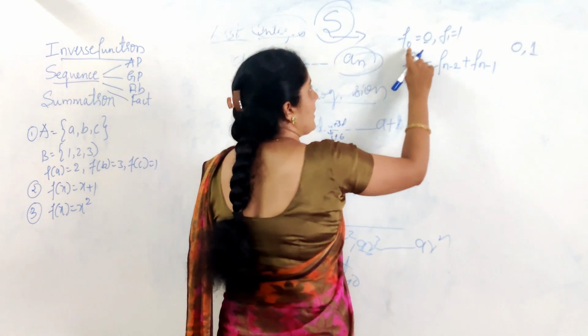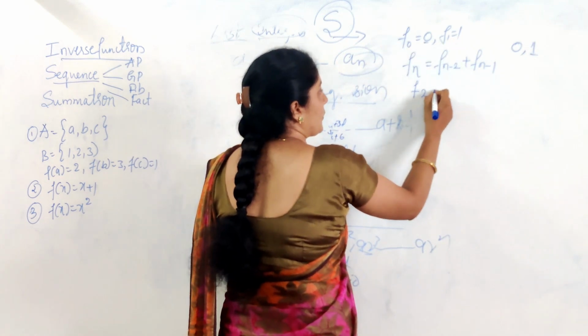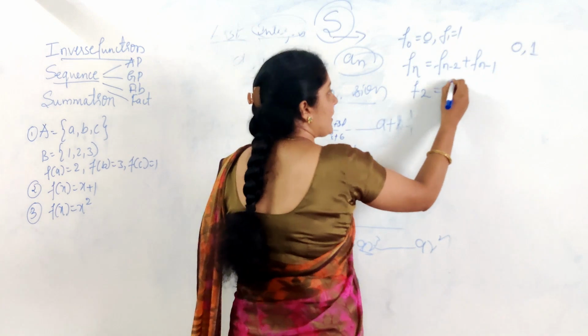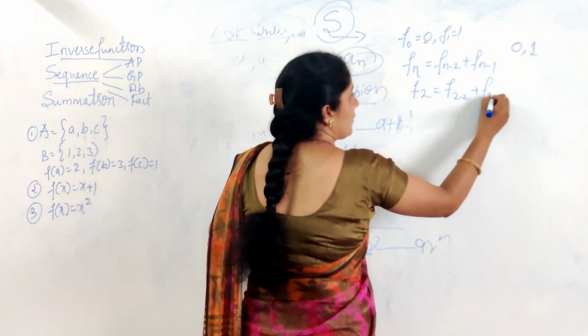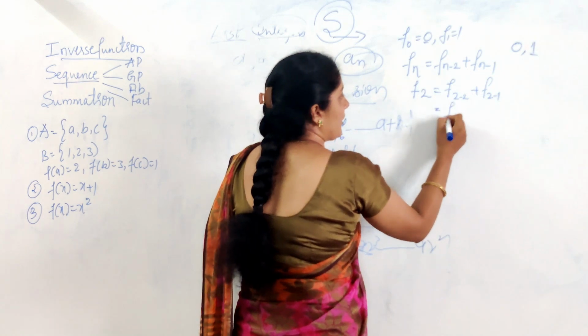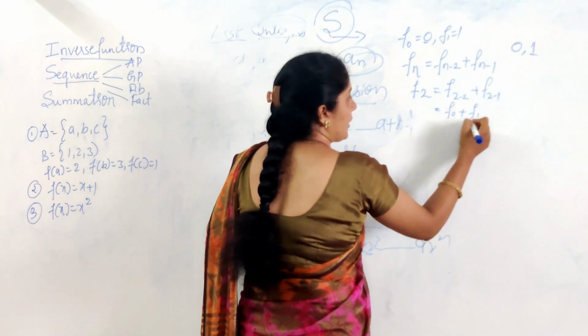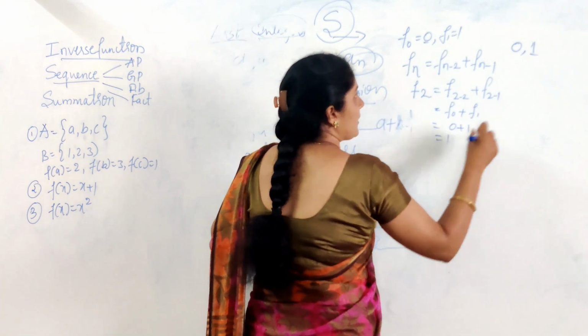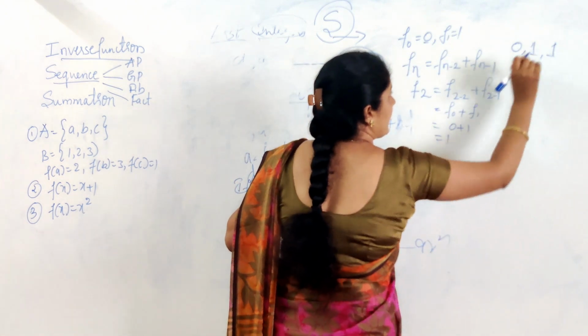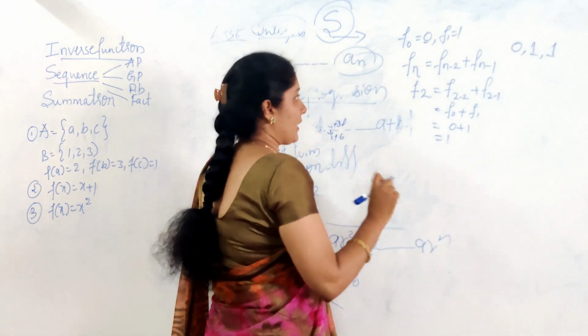That is 0, 1, now 2. That means N is 2. So, F2 minus 2 plus F2 minus 1. Therefore, F0 plus F1. That is 0 plus 1, that is 1. So, the next number in the series also 1.